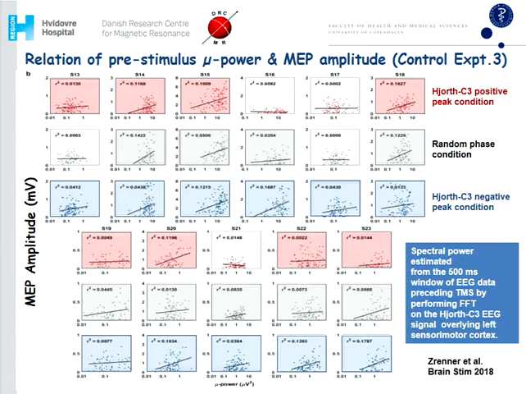So you have a power effect and a phase effect here. The power effect goes in the direction you would expect: the more power you have, the higher the amplitude.